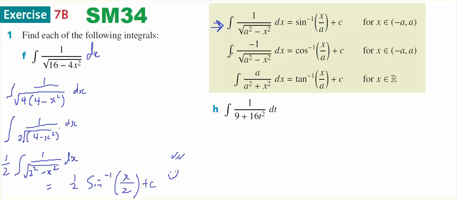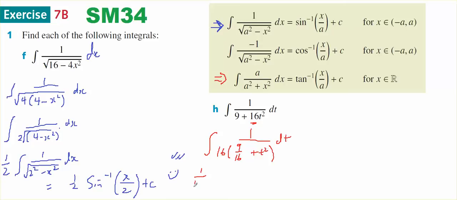Okay, in the second example that I've got there, which is 7B question 1h, I've got a 9, I've got a 16t squared divided by 1, so I'm going to be using this rule, which is the inverse tan. However, I don't want that 16 there, so I'm going to take the 16 out as a common factor. 1 on top of 16. The 9 divided by 16 is 9 on 16. The 16t squared divided by 16 is plus t squared dt.